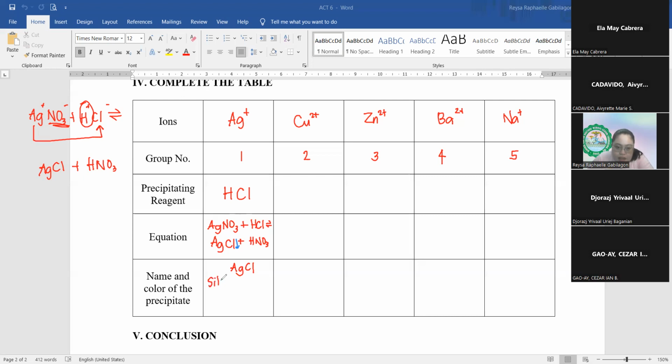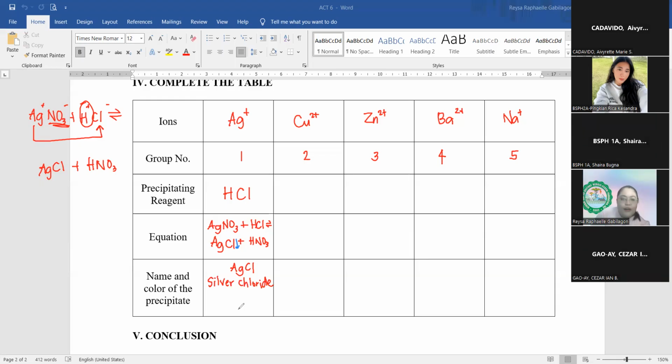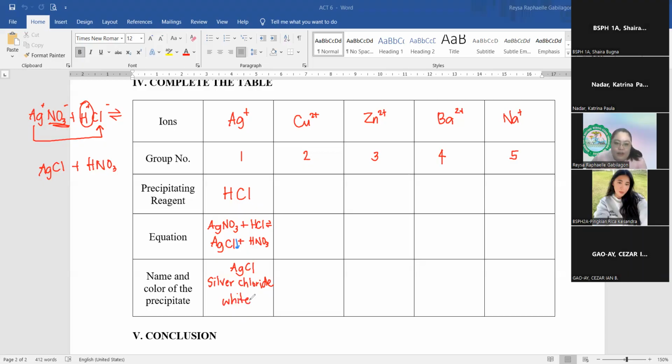So, the name again is, AgCl is silver chloride. So, no need for the Roman numeral ha, kasi isa lang ang charge ng silver. So, anong color nito again? Ang color ng silver chloride. Yes, Rika. Colorless po, ma'am. Colorless? Is this colorless? During the experiment, Beda, Katrina, anong color yon? White po, ma'am. Okay, so please take note ha, the precipitate is color white.